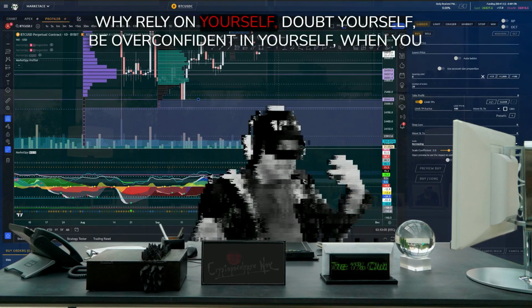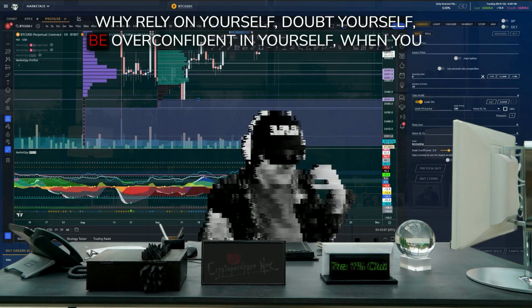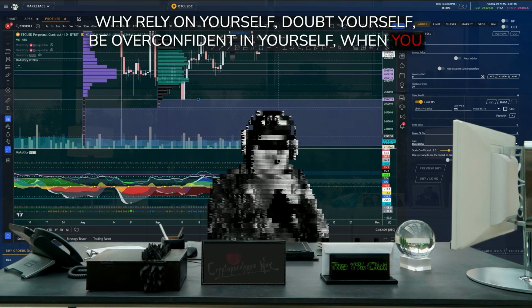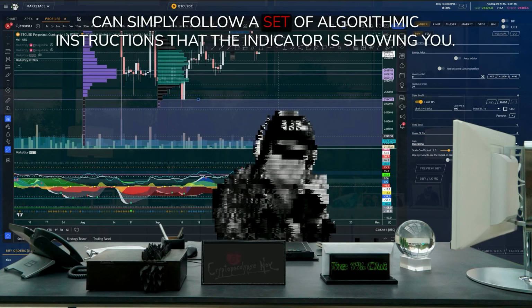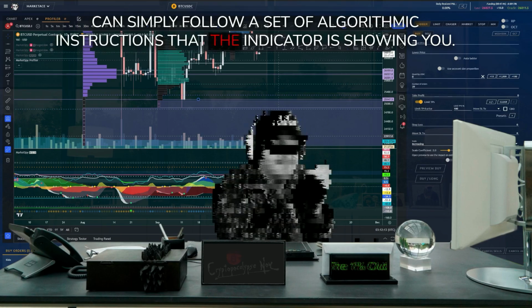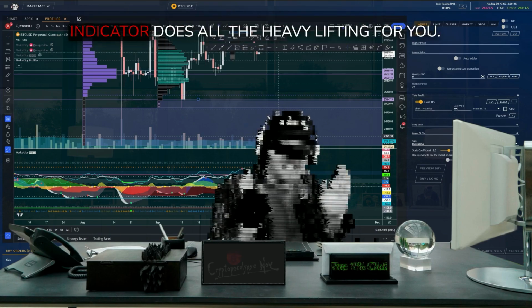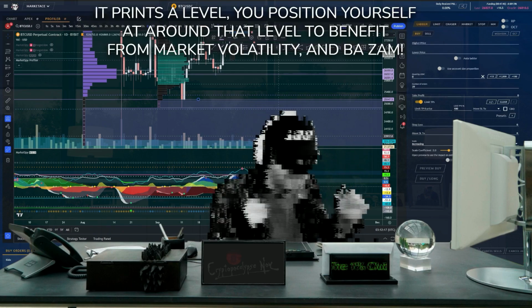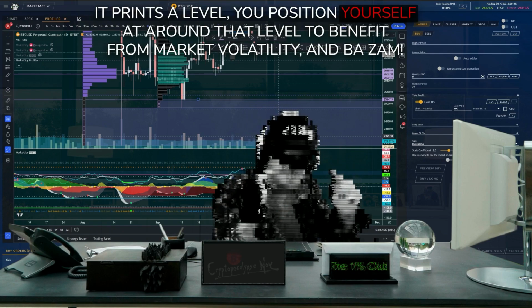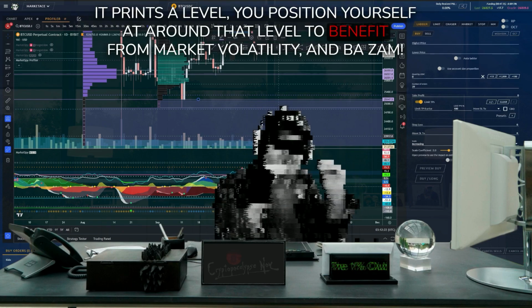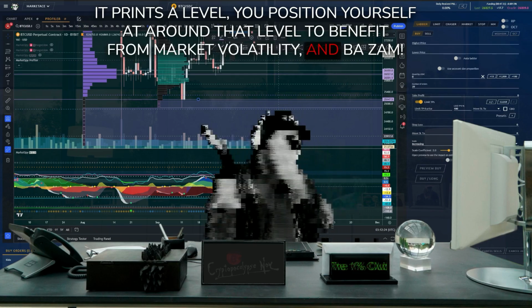Why rely on yourself, doubt yourself, be overconfident in yourself when you can simply follow a set of algorithmic instructions that the indicator is showing you? Indicator does all the heavy lifting for you. It prints a level, you position yourself at around that level to benefit from market volatility, and bazam, make money.